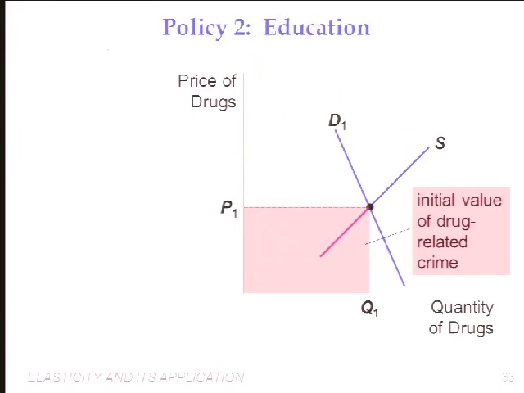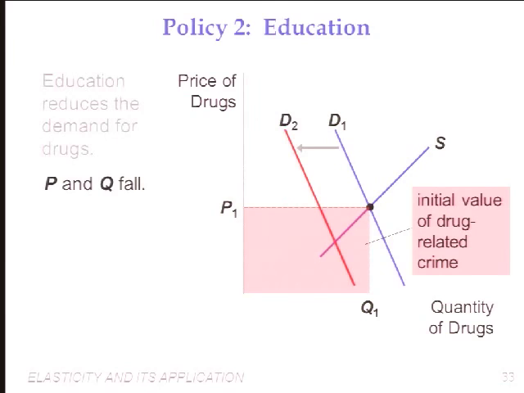Hence, if the price falls, there's less in the way of profits and rents that are going to be generated by the drug lords, right, than there was in the case of the control on the supply side. We have prices falling from P1 to P2, the quantity falling from Q1 to Q2, and as a result, we end up with a new value of the drug-related crime, which is much less than it was before. Right? A decrease in total spending on drugs and in drug-related crime.